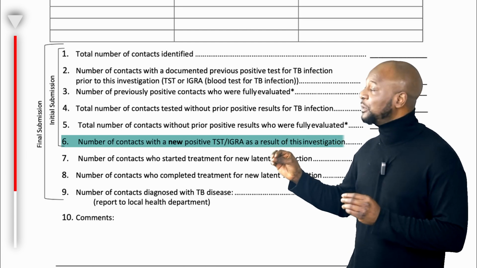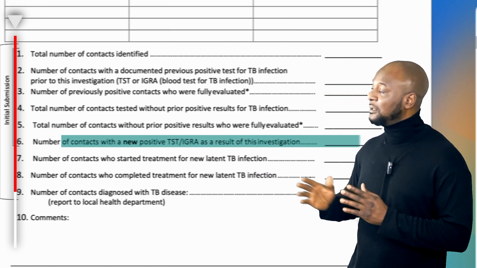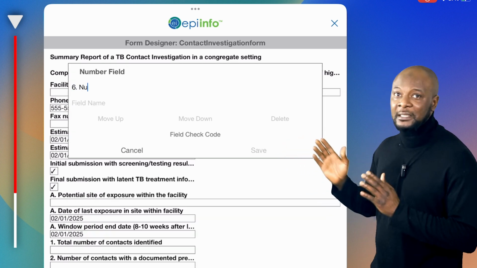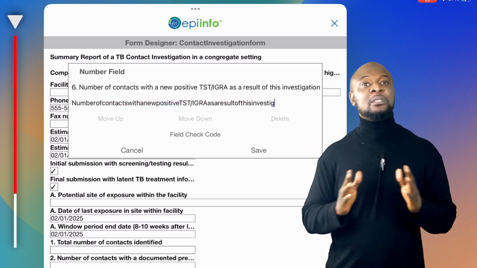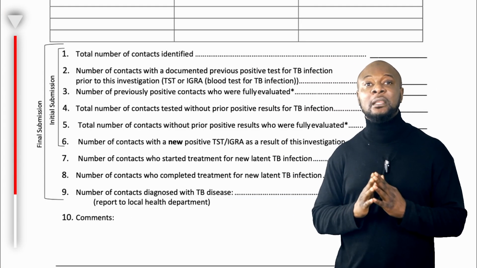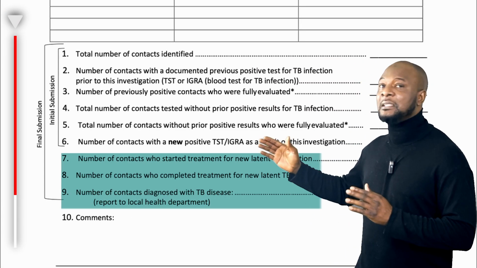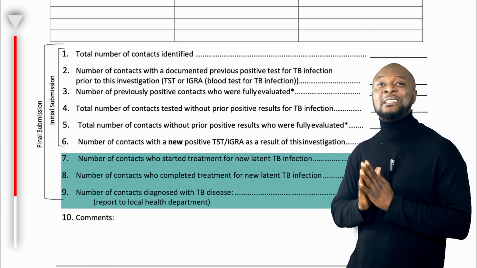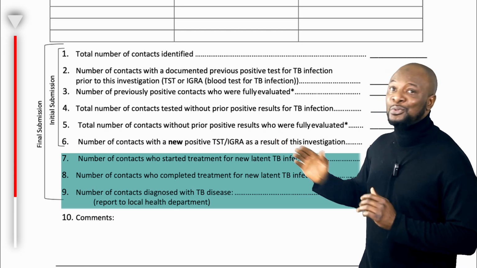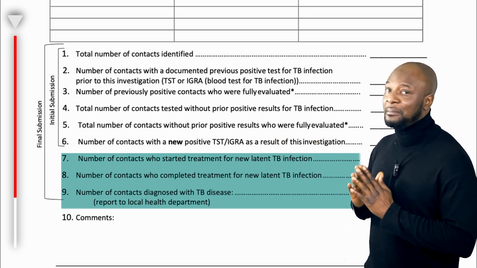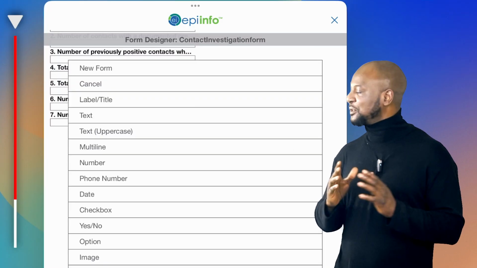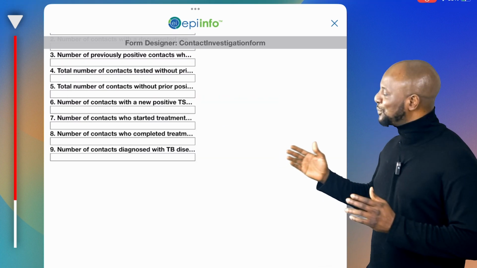That's the number of contacts with a new positive result. All right. This is also a number variable. So we select the number field as usual, and we'll enter the name, then the field name, and then we save. Let's look at our original form again. So here we can see that 7, 8, and 9 are also number fields. 7 is the number of contacts who started treatment with new latent TB infection. 8 is the number of contacts who completed treatment for new latent TB infection. And 9 is the number of contacts diagnosed with TB disease. So I'll just do this quickly to save time because we don't have very much time again. All right, awesome. So let's go to the last one.